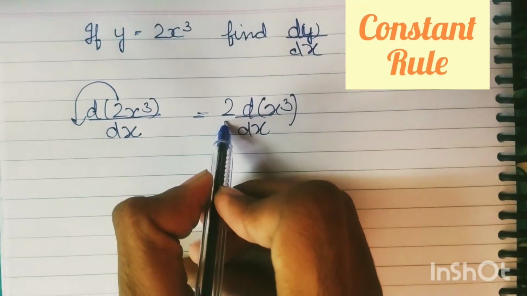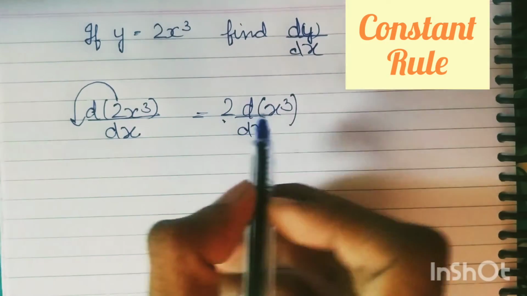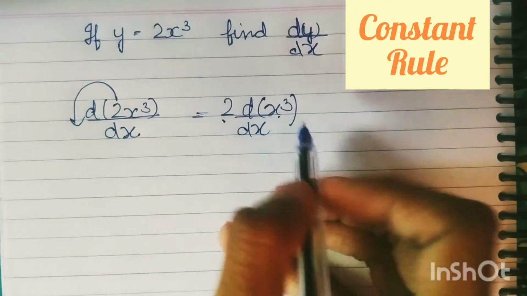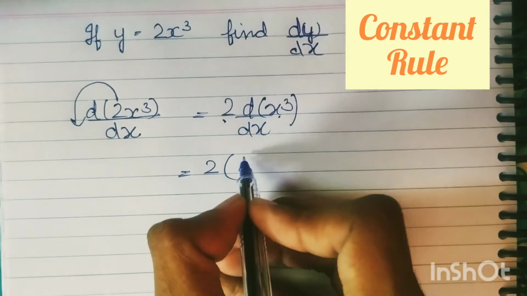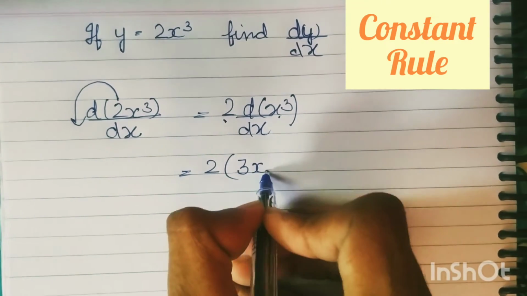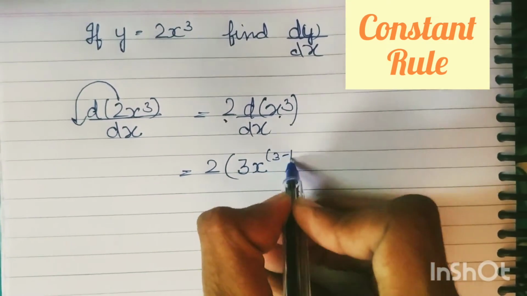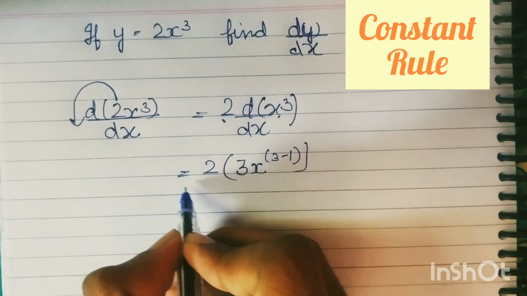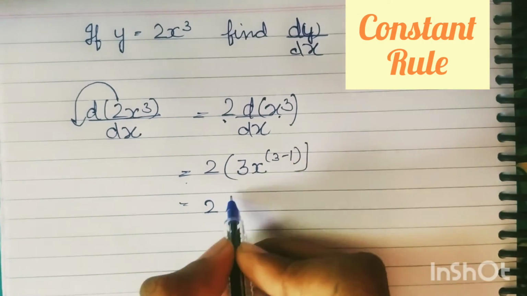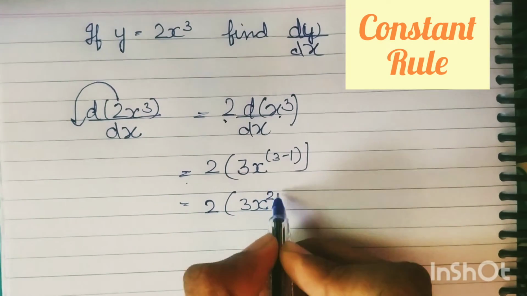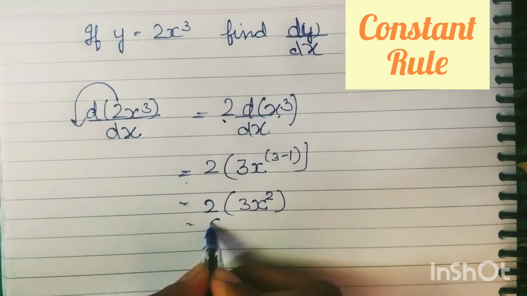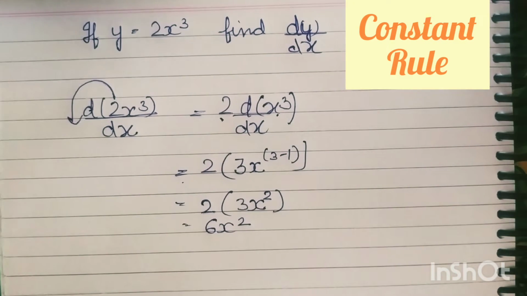Now keep the 2 as it is and first differentiate this x cube. After differentiating you will get first the power 3, then your variable raised to the power of 3 minus 1, that is your power minus 1. So 2 times 3x to the power 3 minus 1, which is x square, and now multiply, that is your 6x square. Very clear with this example.